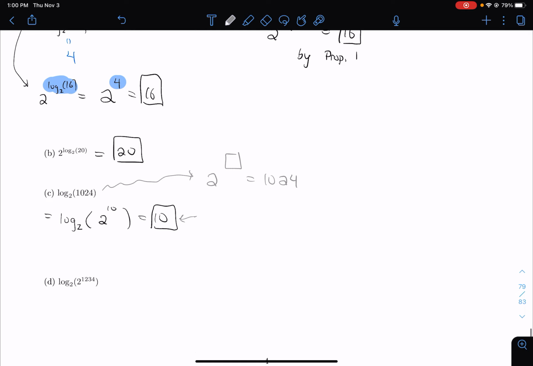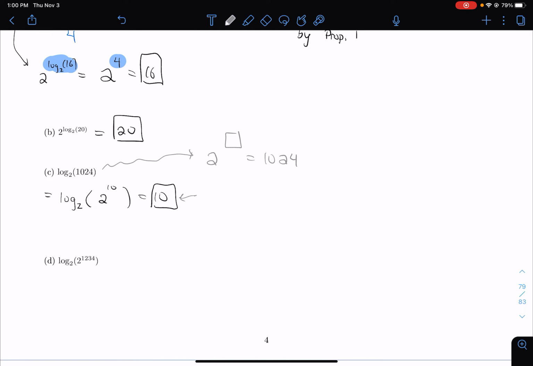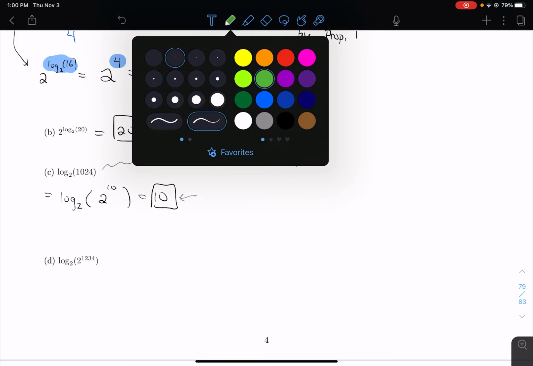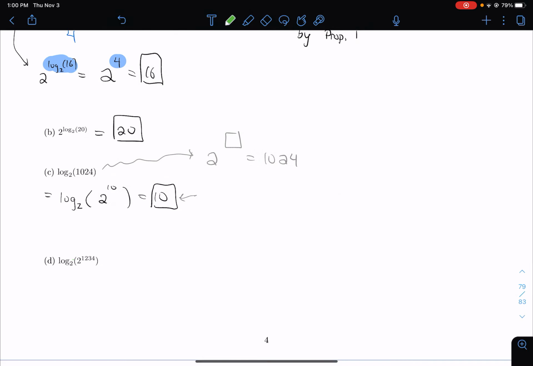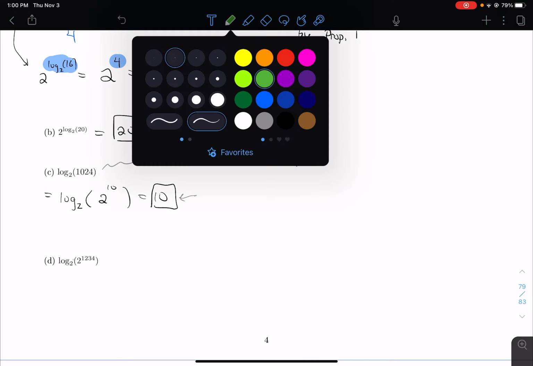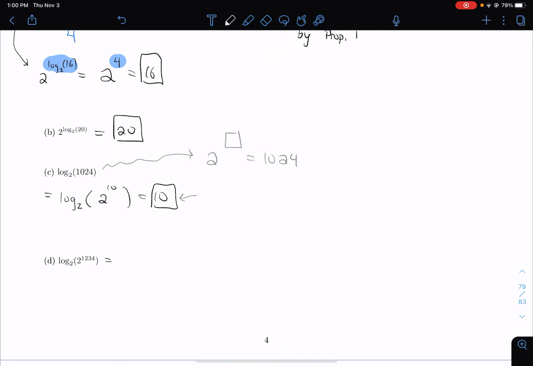Let's do one more of these. What is log base 2 of 2 to the 1234? Again, I'm going to use that second property. Because the base of the log matches the base of the power inside the log, they undo each other. They cancel because they're inverse functions, and we'll just be left with the exponent, the 1234. And that is our answer.